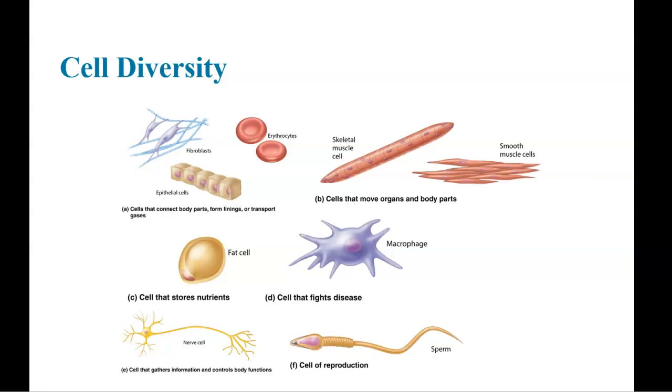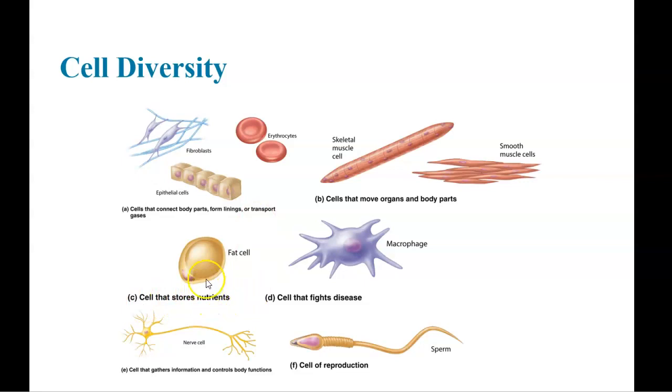As far as cell diversity, there's about 250 different types of human cells, and they differ in size, shape, and subcellular components. These differences lead to these cells having different functions. For example, we have the erythrocytes, which are the red blood cells. We have epithelial cells, which line organs. We have muscle cells, like skeletal and smooth muscle. These cells are obviously involved in muscle contraction.